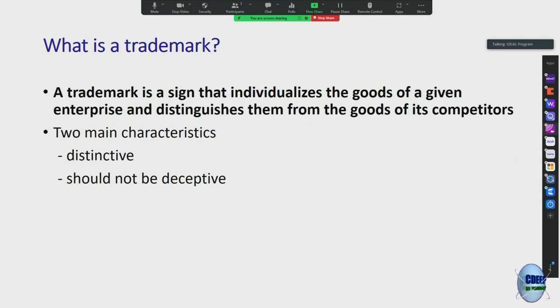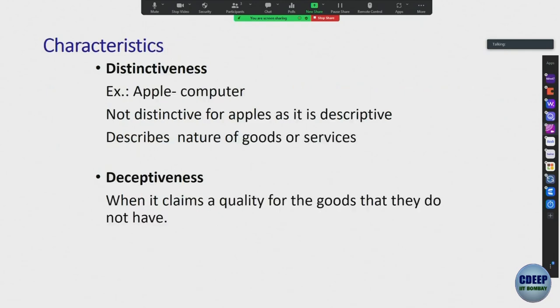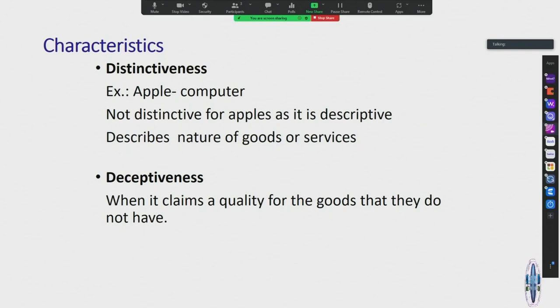It has to have two main characteristics. One, it has to be distinctive. Second, it should not be deceptive. What does this mean? That name or a sign is distinctive from the product. Apple has nothing to do with computer. They are very distinct from that product. There is no correlation between the word Apple and the computer as a product. But when you apply Apple for the apple, no distinction. It is descriptive. It describes the nature of the good. So you know it is a fruit.